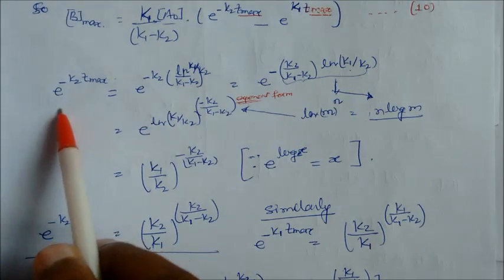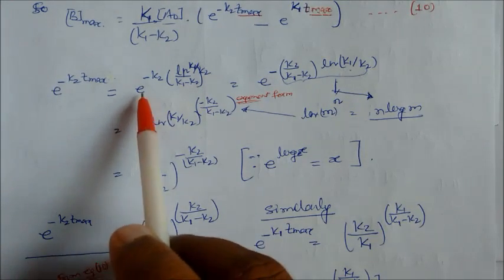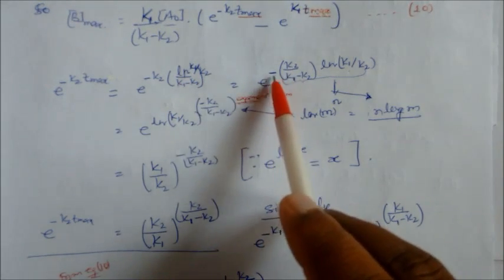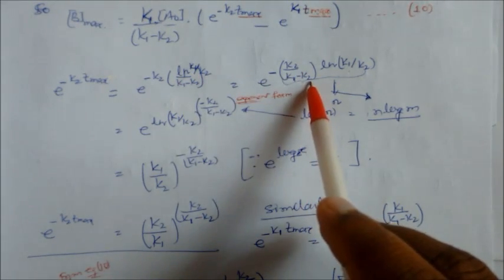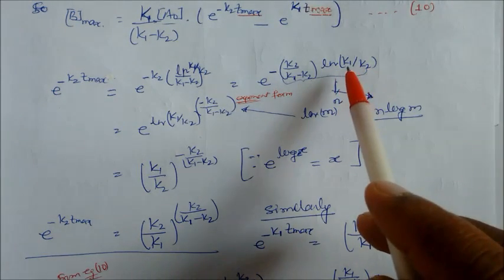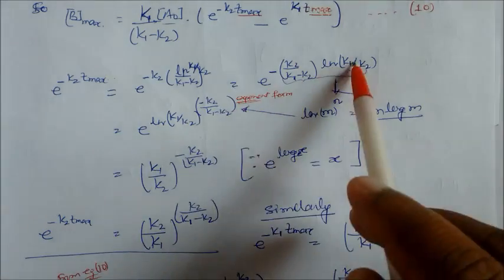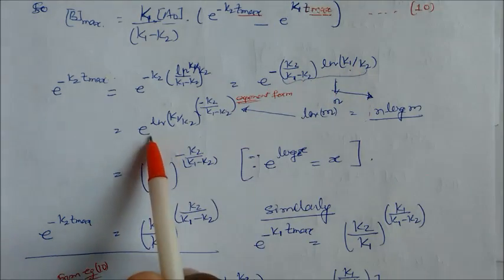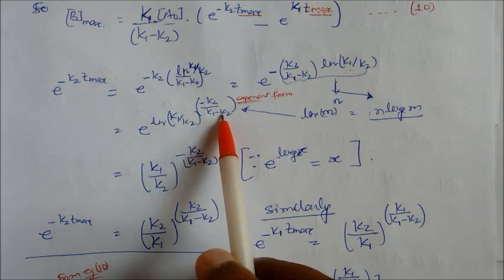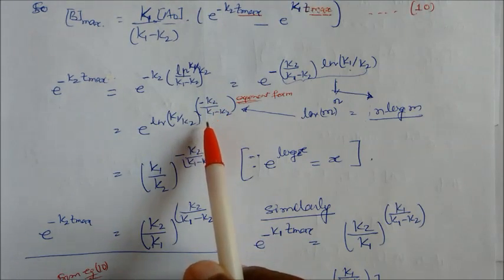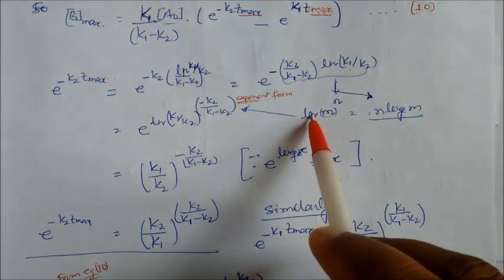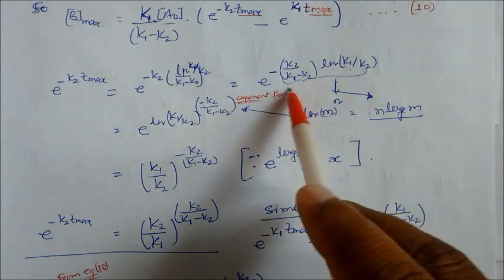Now first calculate this value. This is nothing but e to the power minus k2 into t max, so this can be written as e to the power minus k2 divided by k1 minus k2, times natural logarithm k1 by k2. So we can write this as e to the power natural logarithm of k1 by k2, all to the power minus k2 by k1 minus k2. This is like the natural logarithm of m to the power n, so we can write this as n into log m.